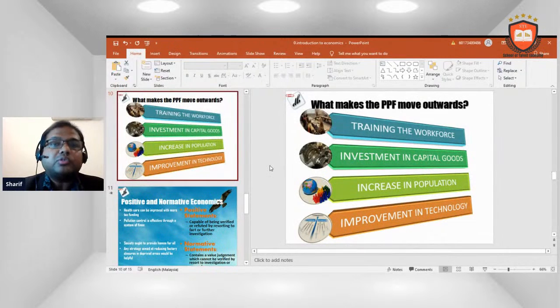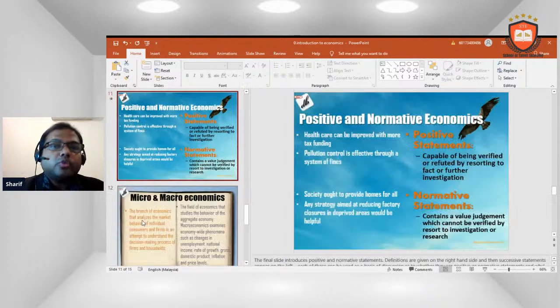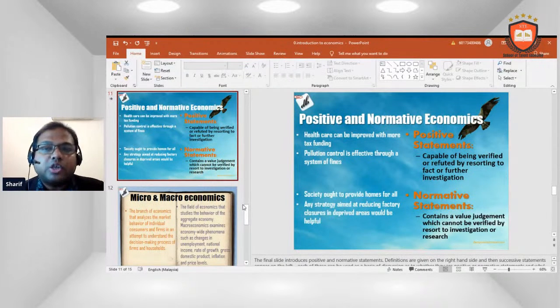So there is another thing. What makes the PPF move outwards? We have training in the workforce. Let's say we have human resources, so we have to train the workforce. Investment in capital goods: if we have the investment, we can build capital. We have increase in population. Improvement in technology: what type of technology we have to improve. Besides that, a positive and normalized economy.